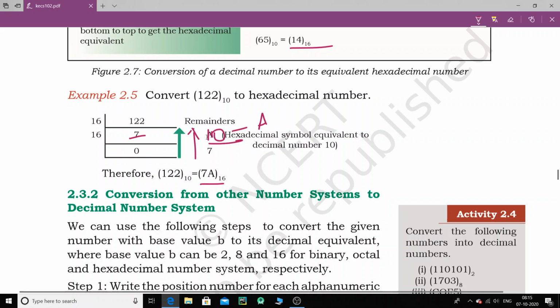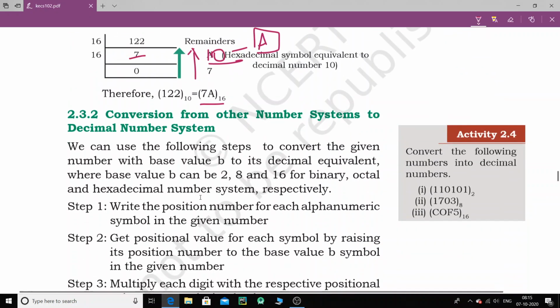So if the remainder is like 10, 11, 12, you have to take that symbol. Please understand it. Okay. So you're not going to write 7 and 10 out here. You're going to write 7 and A. And then conversion from the other number systems to decimal. Okay. This is a very good approach that this book has kept.